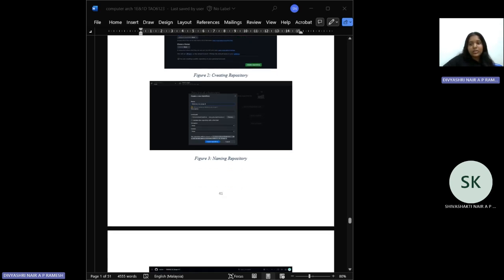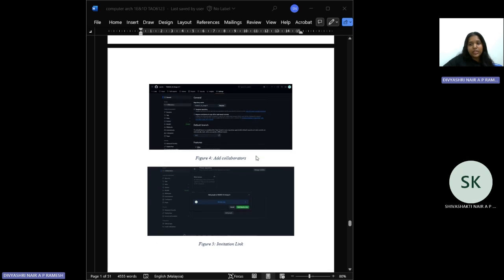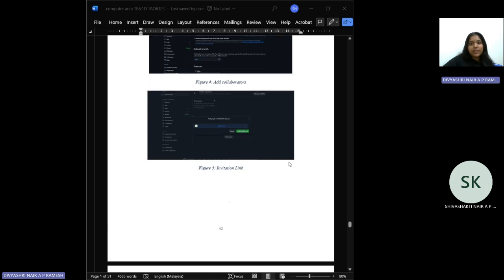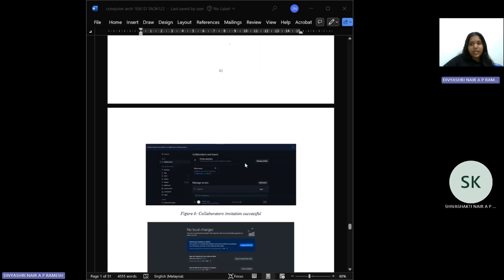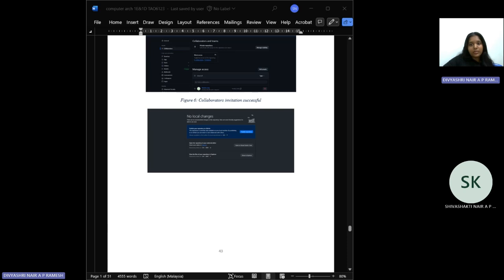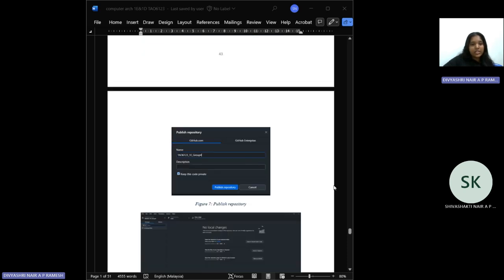Once the repository was created, we moved on to collaboration. In Figure 4, we show the step where we added all the group members as collaborators. And in Figure 5, you can see the invitation link that was shared with them. After accepting the invites, as confirmed in Figure 6, everyone gained access to the project space. Then in Figure 7, we published the repository online, making it accessible to all members from any device.